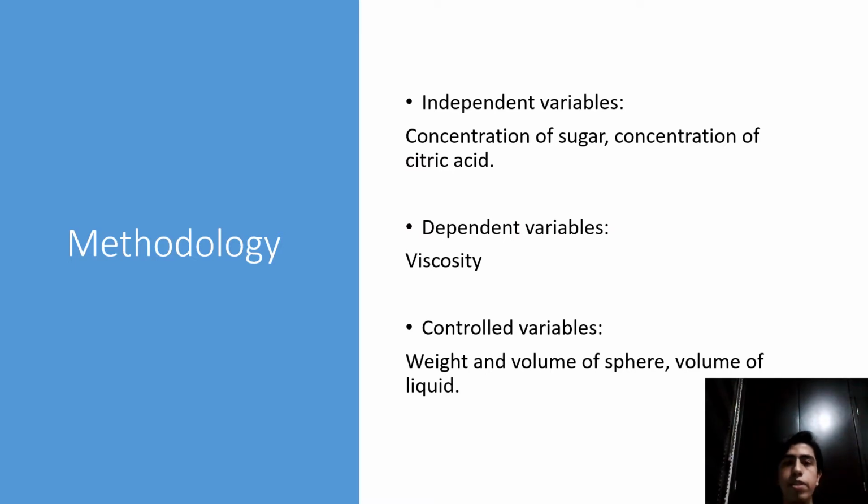Now to the methodology of my research. First, I'll show you the variables. The independent variables are the concentration of sugar and the concentration of citric acid. Those will be in percentages, and the dependent variable will be viscosity. And control variables are weight, volume of the sphere, volume of the liquid, among others. And as the name suggests, control variables will stay the same throughout the experiment.